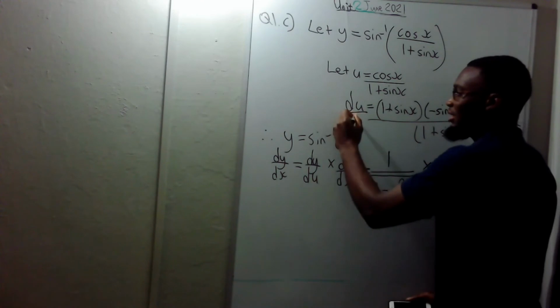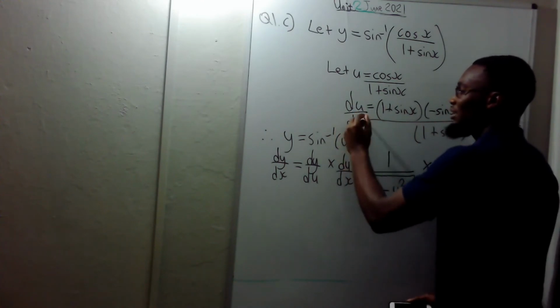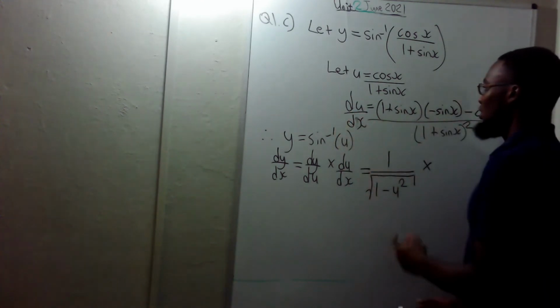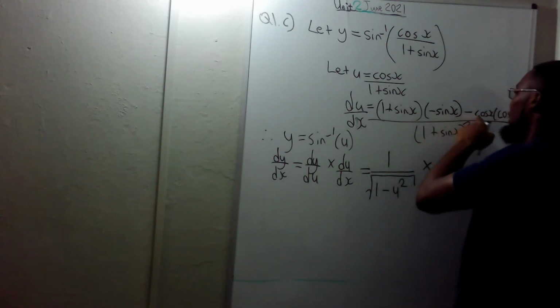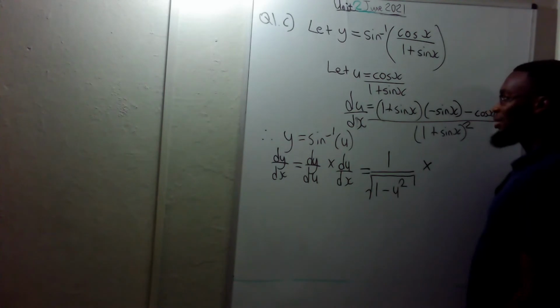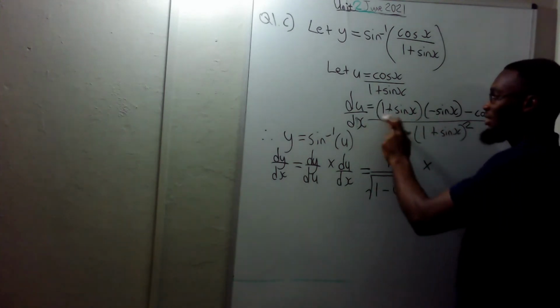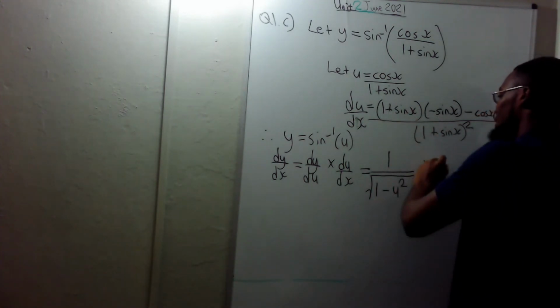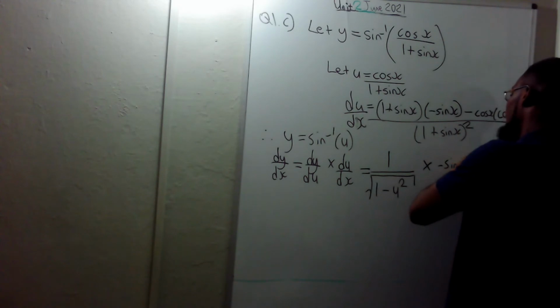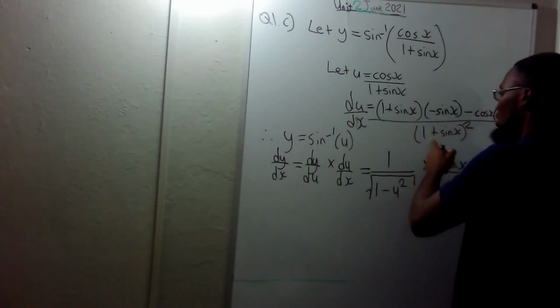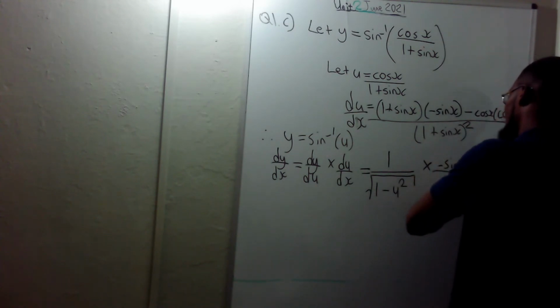See du by dx here? Du by dx is this up here, which is 1 plus sine x times minus sine x, minus cos x times cos x is cos squared. So minus sine x times 1 is minus sine x. Then sine x times sine x, that's minus sine squared x. Cos x times cos x is minus cos squared x, over 1 plus sine x all squared.